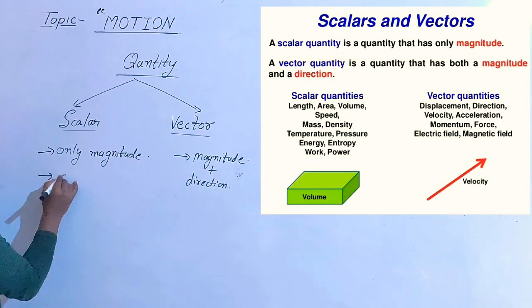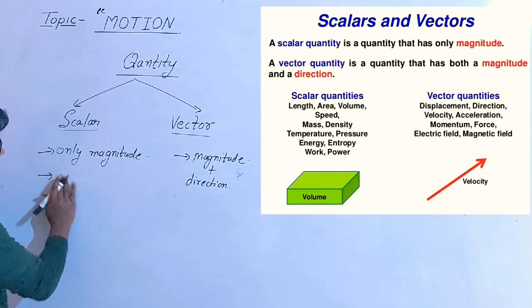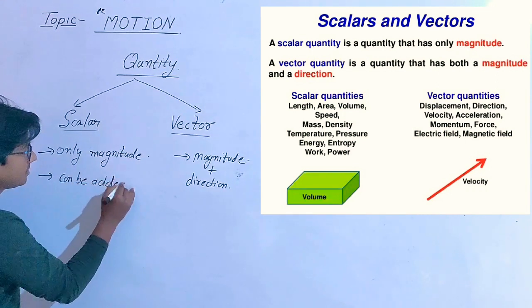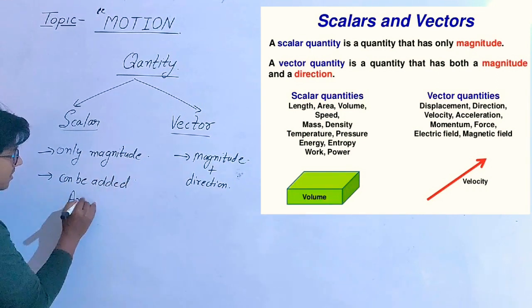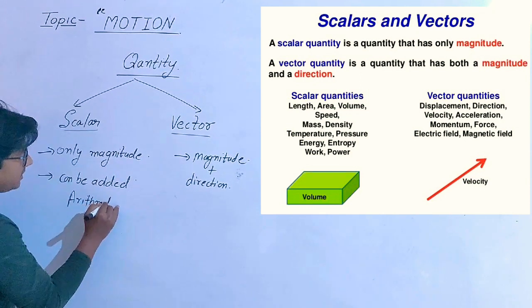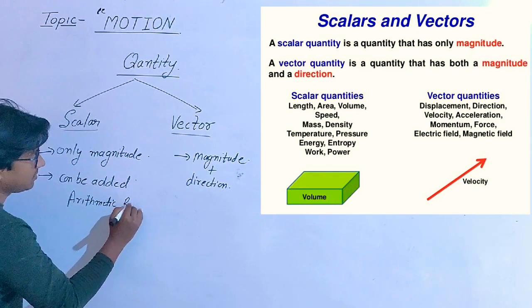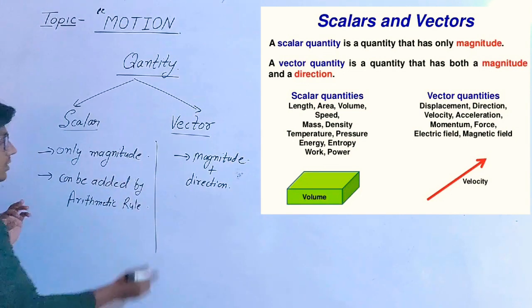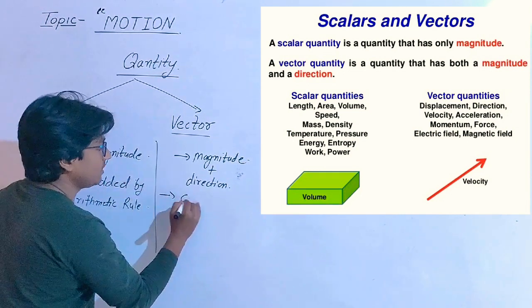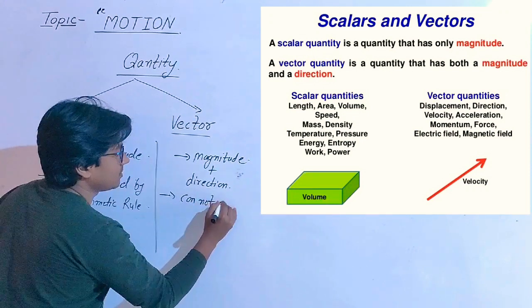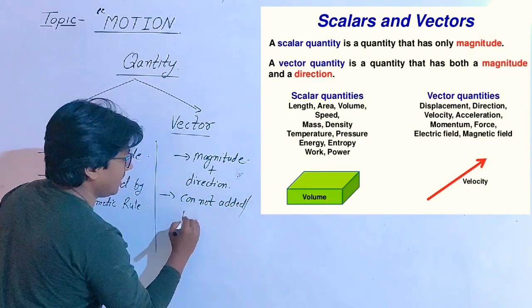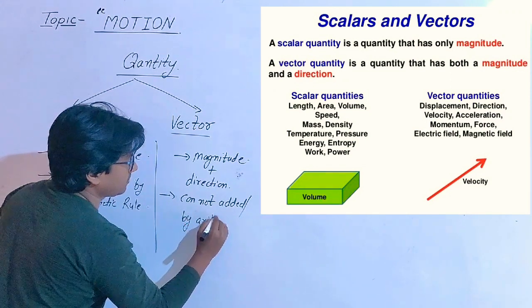Scalar quantities can be added by arithmetic rule, but vectors cannot be added or subtracted by arithmetic rules.